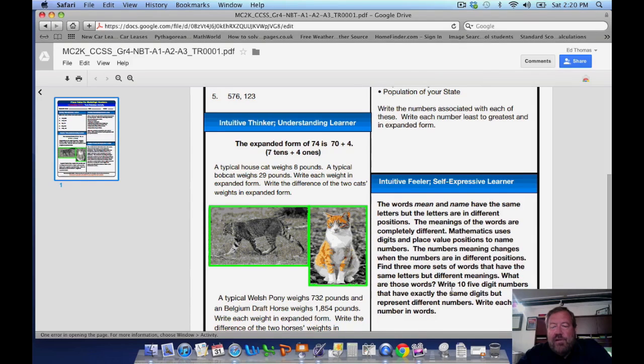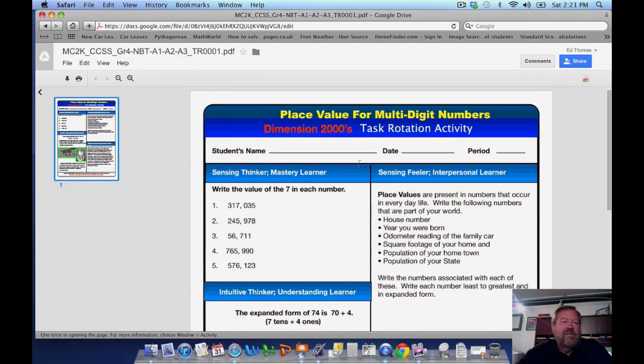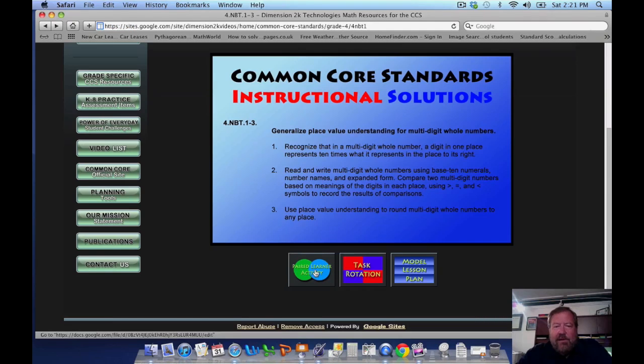What are those words? And then also, now in the math end, write 10 5-digit numbers that have exactly the same digits but represent different numbers, and write each number in words. So a very nice activity for the students to do, and this is called a task rotation activity. Now I'm going to back up, and let's take a look at the paired learner activity.